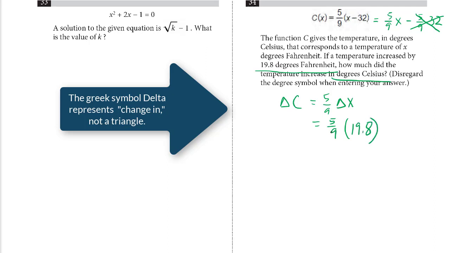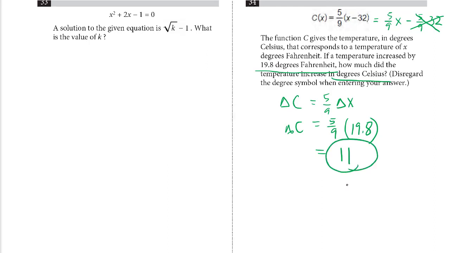And I simply need to multiply this out to get delta C. So delta C equals 5/9 times 19.8, which if we run the calculator, it's going to be 11. The correct answer for 34 is 11. Now, there's another way to approach this. It might be more comfortable for most students.